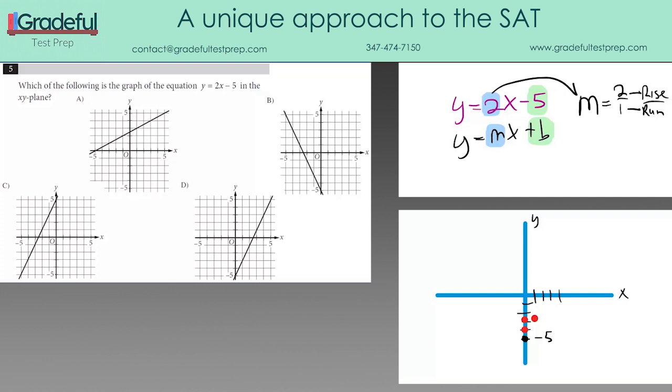And that takes us to this point right here. And then we can just connect those points with a line. And now we have a nice idea of what our line looks like. And the answer choice that most closely resembles what we just did is answer choice D.